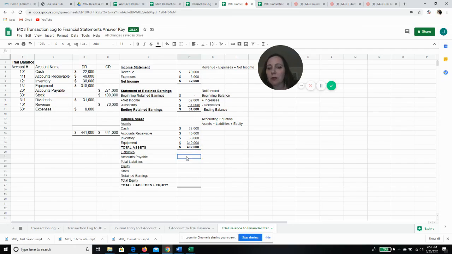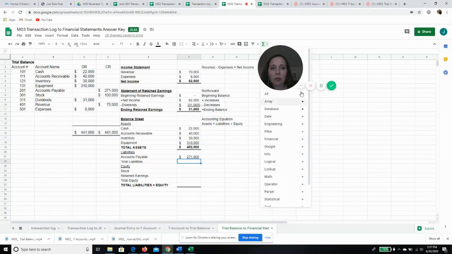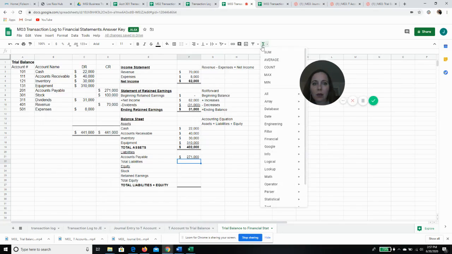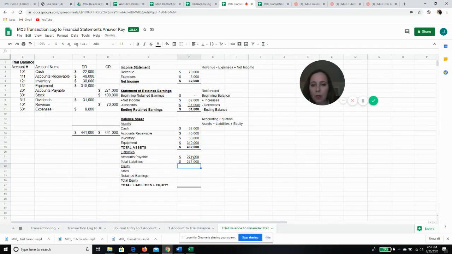But we're getting ahead of ourselves. All right. So our accounts payable, we're going to put that in there. That was 271. And that was our only liability. So our total liabilities, I can use this. Oh no, see, my head's still in the way. Okay, now I can use this if I want. And my total liabilities are 271,000. All right, now we're going to go down and stock, 100,000.